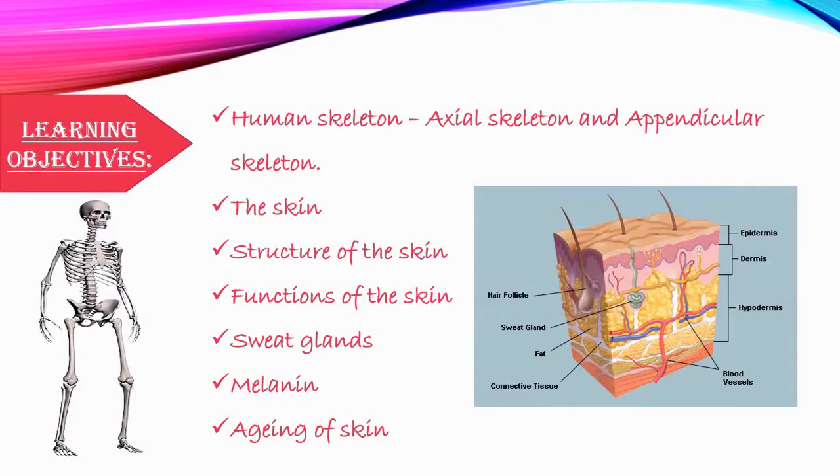Students, now first let us see what the learning objectives of today's module are. In today's module, you will be understanding about the human skeleton. The human skeleton is divided into two parts, that is axial skeleton and appendicular skeleton. Then you will be learning about the skin, the structure of the skin, and the functions of the skin. Then you will be understanding about the sweat glands, melanin, and aging of skin.